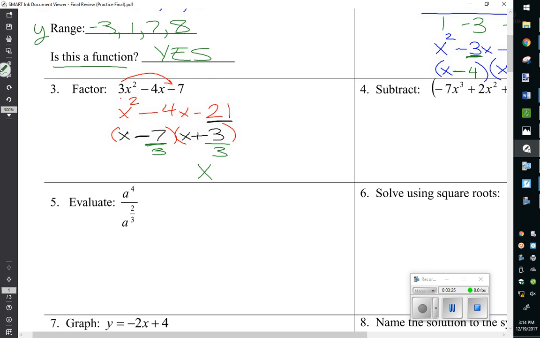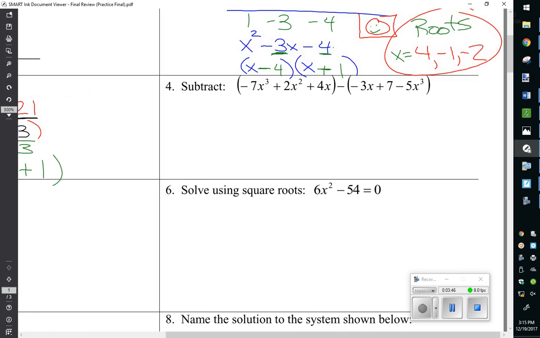3 divided by 3, that reduces to x plus 1. That's one of my factors. This one can't reduce, and so I'm going to bring that 3 out in front. I'm going to multiply by 3, and so my factor becomes 3x minus 7. If you can't simplify it, we really just bring that number out in front to get 3x minus 7.